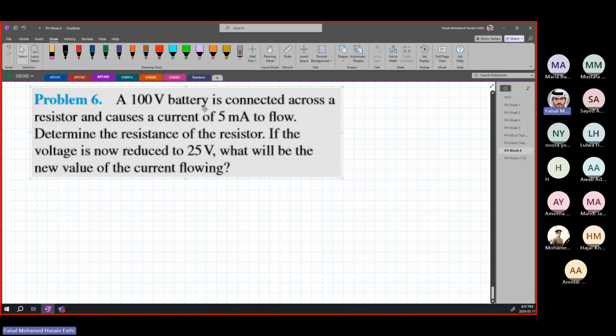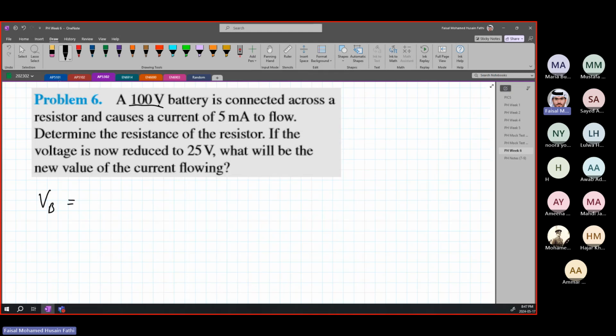Problem 6. A 100-volt battery is connected across a resistor and causes a current of 5 milliampere to flow. So what is the voltage we know? The first voltage given is 100 volts for the battery. So the V battery, we'll call it VB, is equal to 100 volts. The units are correct. That's fine.